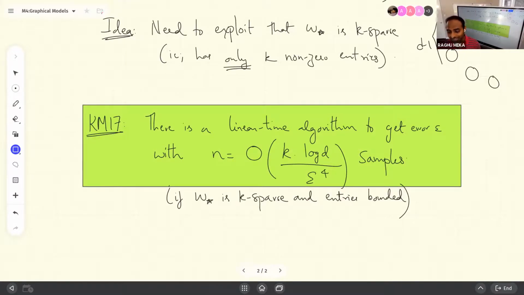So we are saying that you can really exploit sparsity and get, not convergence, but get prediction error epsilon with only logarithmically many samples. Okay. Does it make sense?